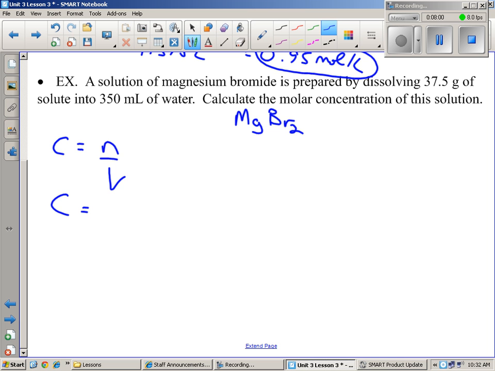So I'm looking for C in this case. N, I do not know at this current time. V, though, I do. It's 350 milliliters of water, so that would be 0.350 liters. N I don't know, but I do know I have 37.5 grams, and I can figure out the molar mass of magnesium bromide. So let's see, magnesium is 24.31, and I think bromine is 79.9 times 2. So 184.11 here.